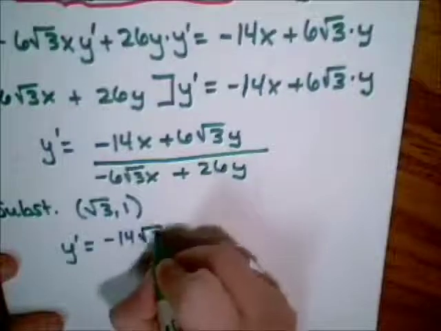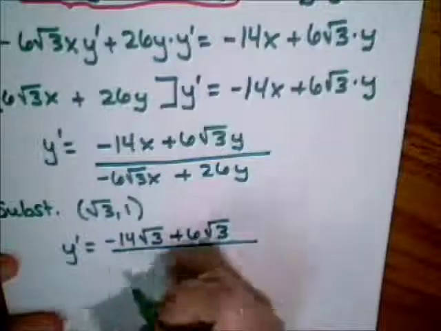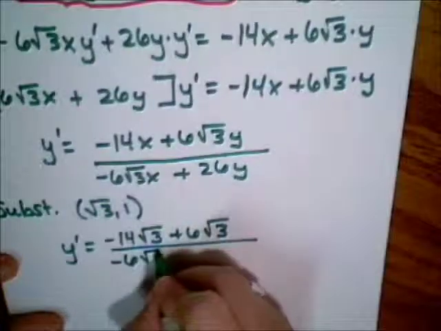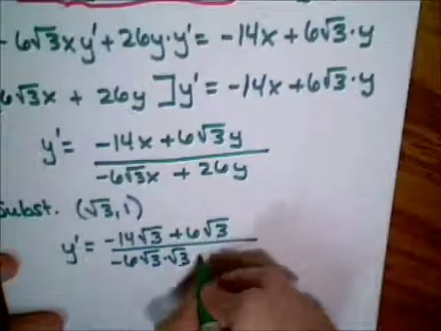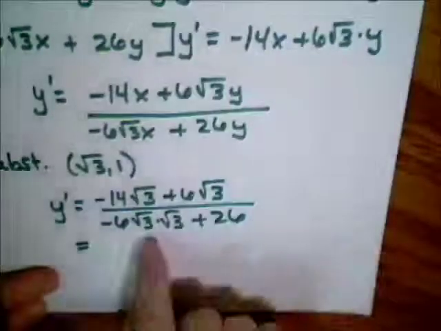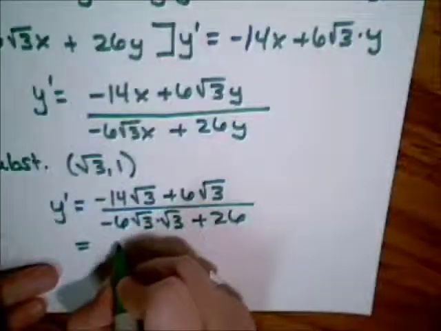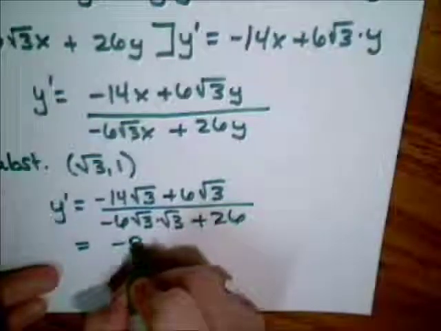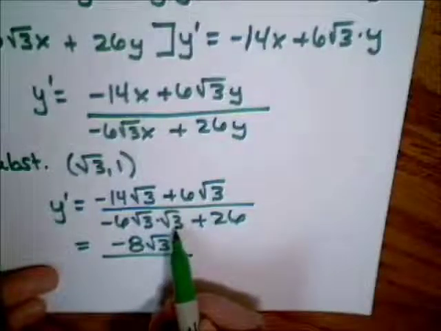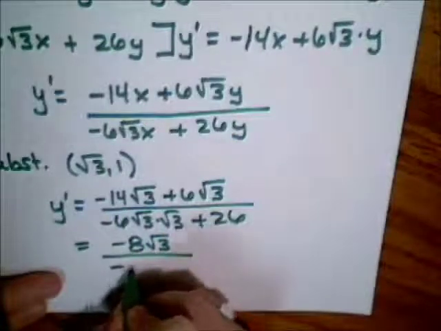So we get negative 14 times the square root of 3 plus 6 square root of 3 times 1, all over negative 6 square root 3 times square root 3 plus 26 times 1. And you may have thought along the way, hey, down there in the bottom, those radicals will simplify. So yes, we'll do that. Along the top, we have like terms, so we'll add their coefficients and keep the radical 3. And in the denominator, radical 3 times itself is just 3, and 3 times negative 6, well, negative 18.